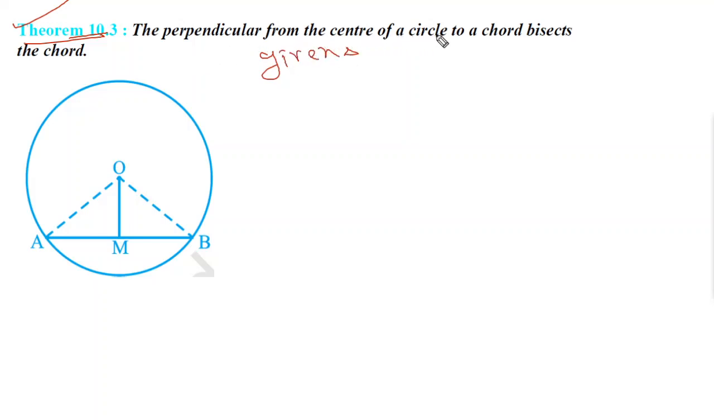Perpendicular from the center of a circle. So here you can see OM is perpendicular to the chord AB. So it is given that angle OMB equal to angle OMA equal to 90 degrees. This is given to us. To prove, what do we need to prove? It will bisect the chord. That means we have to prove that AM equal to BM.